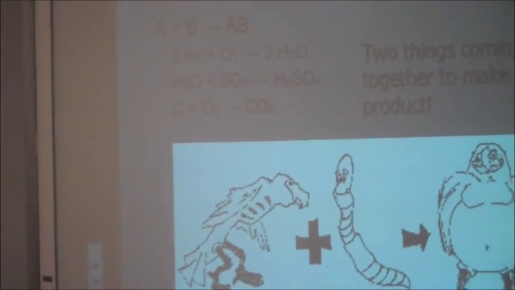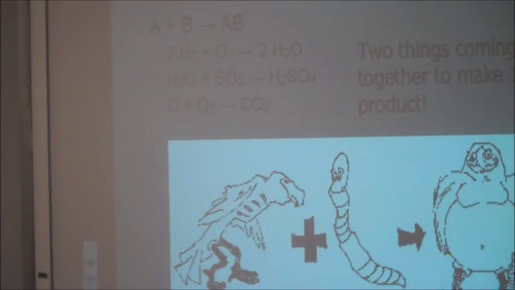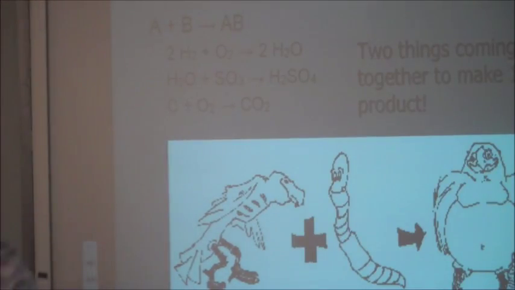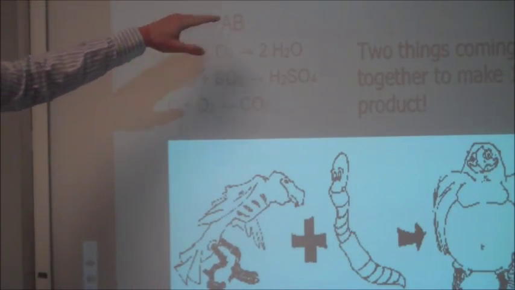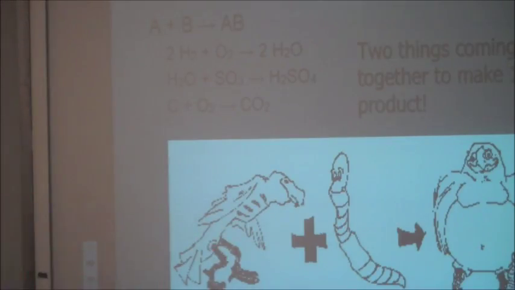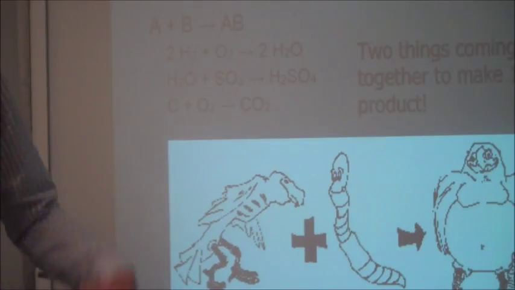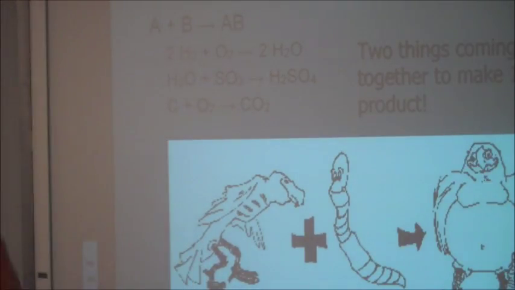The generic is A plus B yields AB. So it's 2 things coming together. 2 separate entities coming together. So here are our reactants, and AB together are products. You can kind of think of this as a deathly sickly chicken eating a worm. Now it is big and strong. There together it is a new compound.